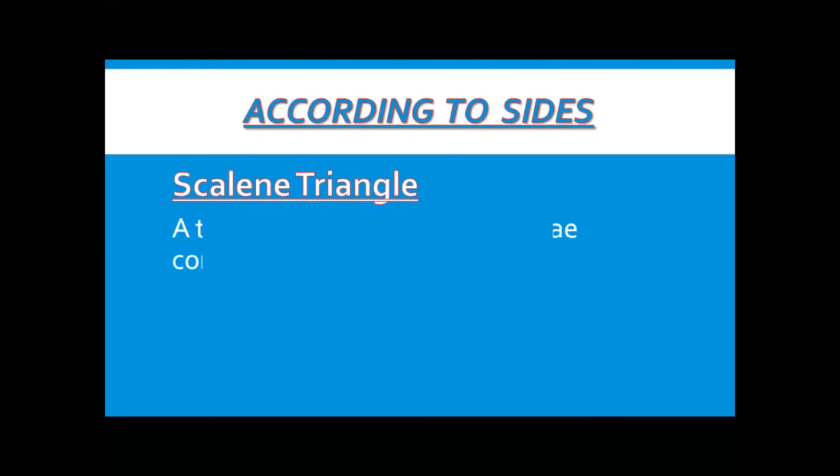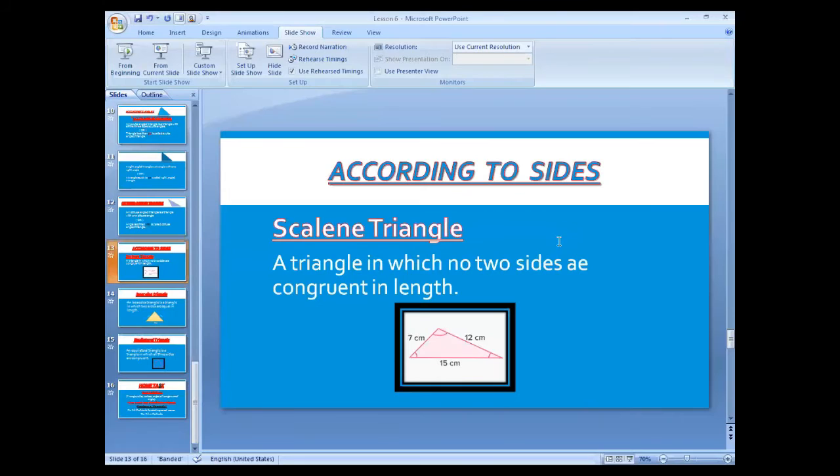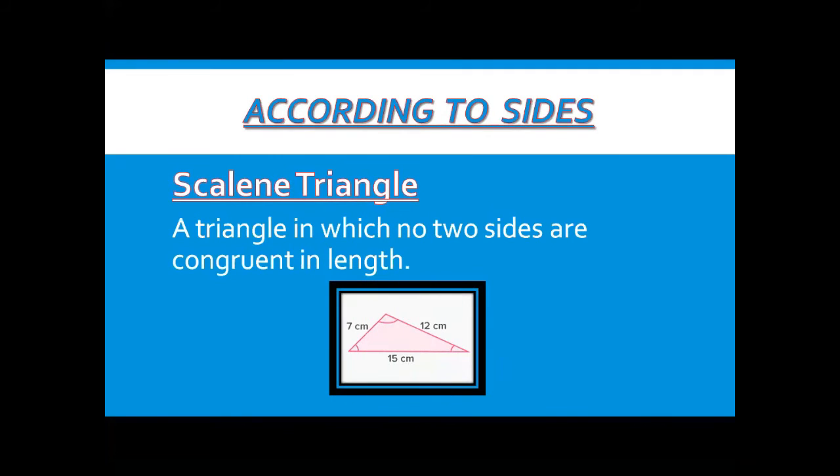What is a scalene triangle? A triangle in which no two sides are congruent in length is called scalene triangle. Look at this picture. We have three different measurements in this picture. Number one is 15 centimeter, number two is 12 centimeter, and number three is 7 centimeter. The measurement of all three sides are different.